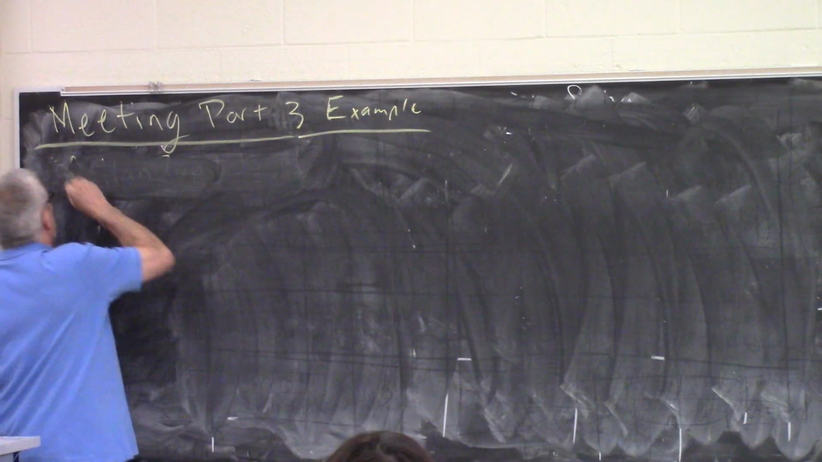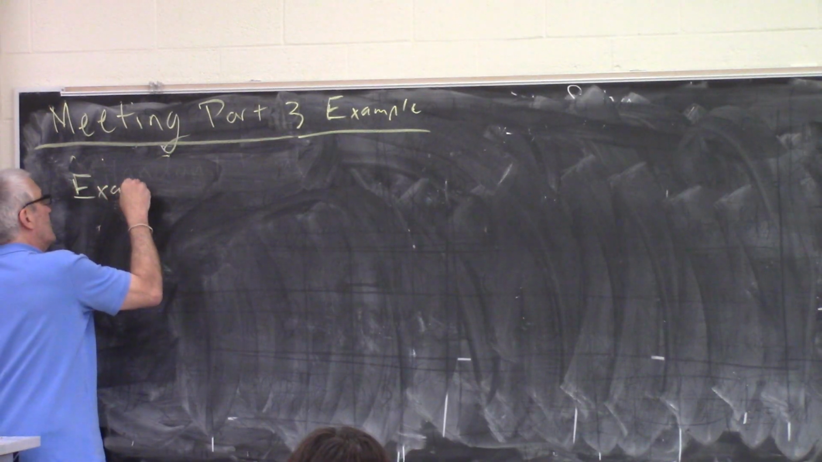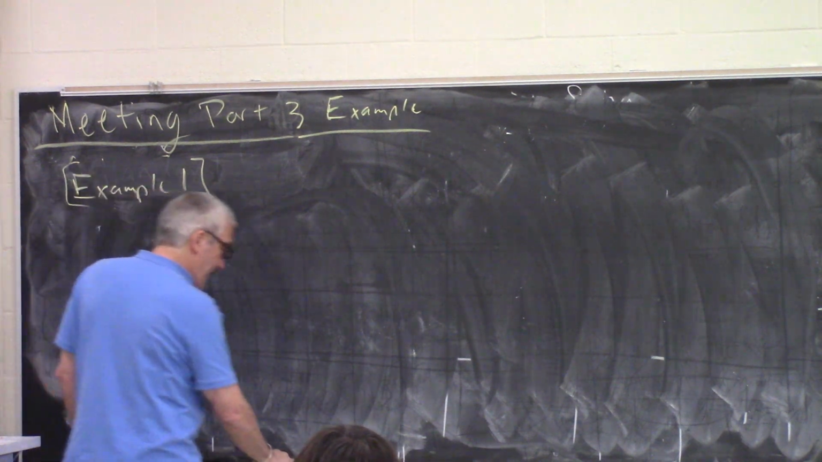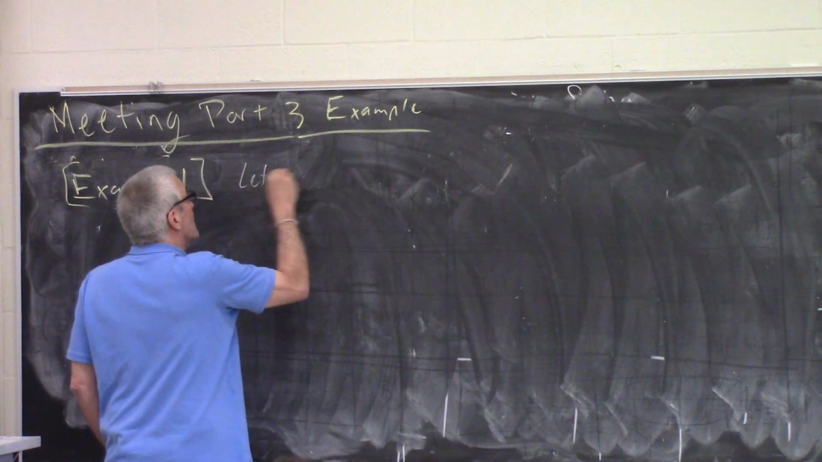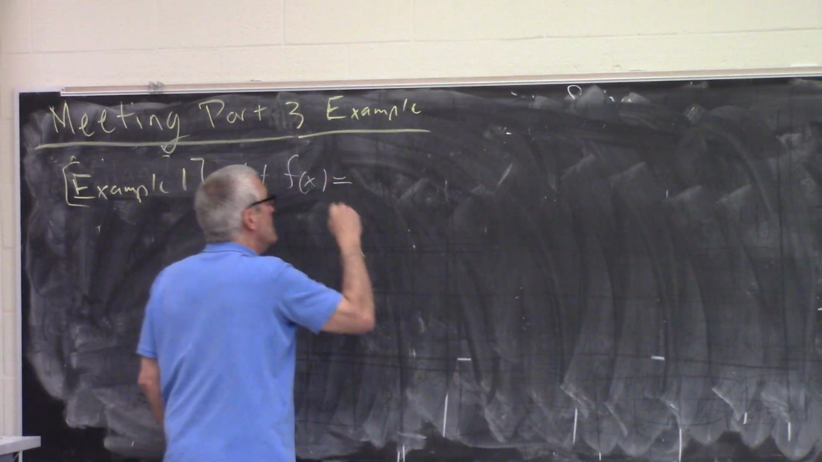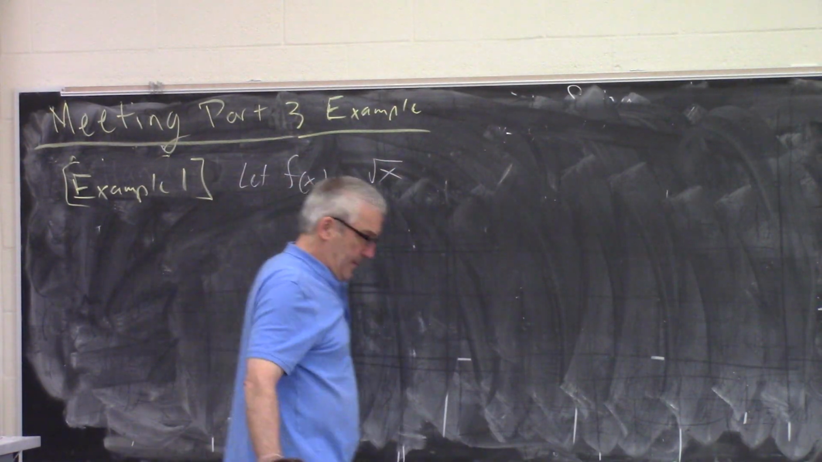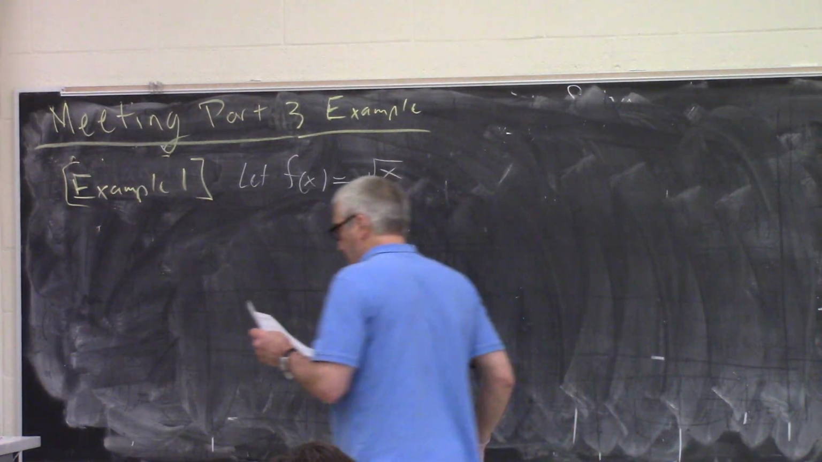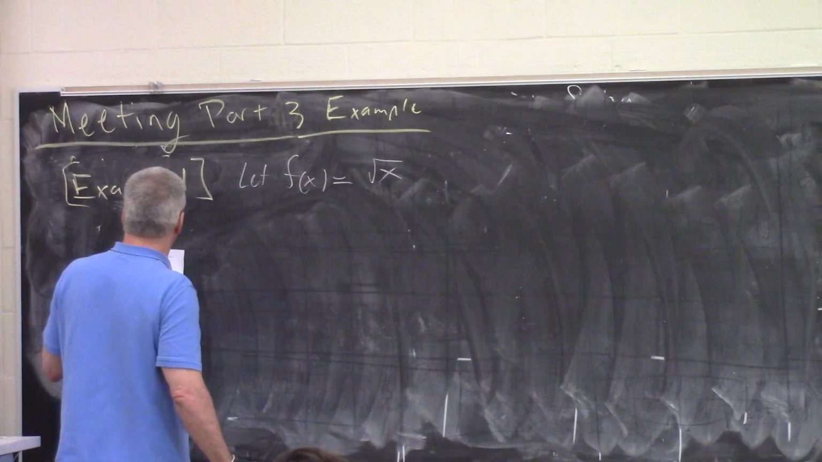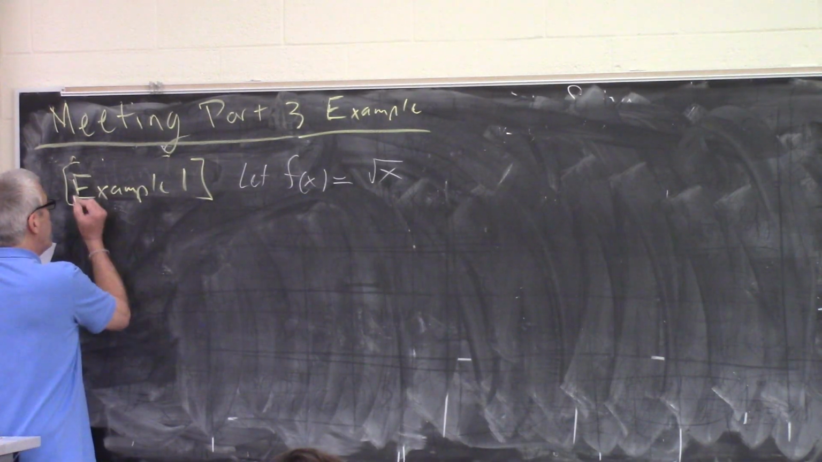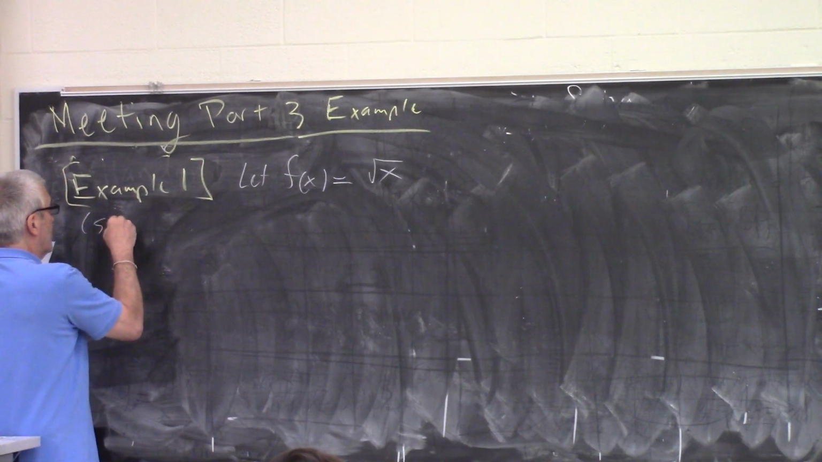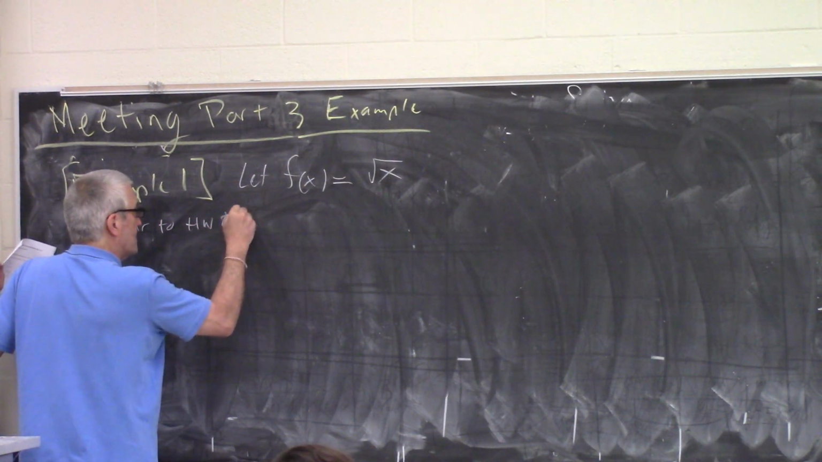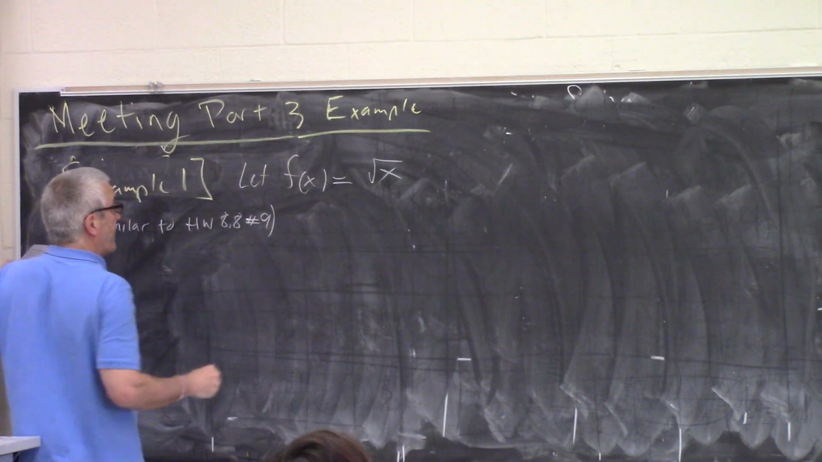So example 1, just going to do one example. We're going to let f of x be square root of x. So this is similar to homework problem 8.8, number 9. It's not numbered that way in WebAssign. Well, it is in the fine print.